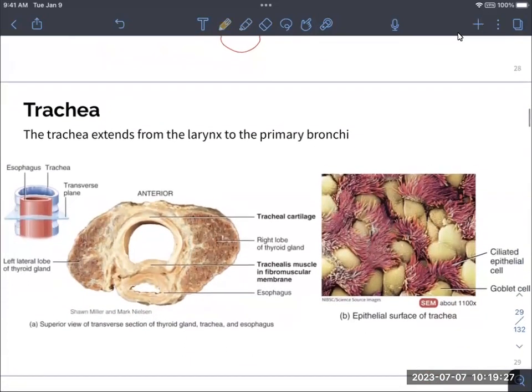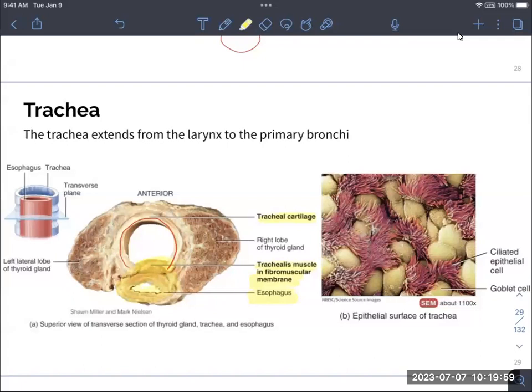So here we can see this cartilage C ring. It's a really nice circular shape. That's that tracheal cartilage. Here you can see that esophagus that sits behind it. And then we have technically this trachealis muscle that sits in this open membrane, but it allows that esophagus to expand kind of into that area every time that we swallow.